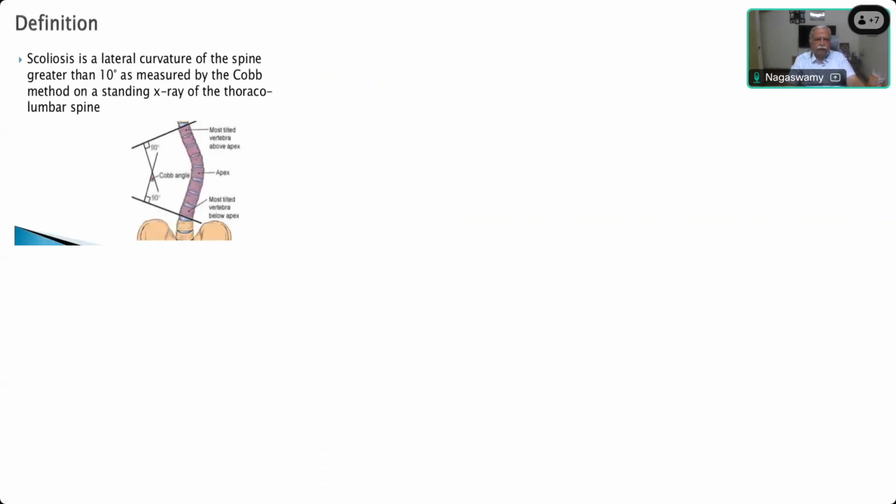And the definition is a lateral curvature of the spine greater than 10 degrees, as rightly said, which is measured by taking a standing X-ray of the thoracolumbar spine. So it should not be a supine X-ray, it should be a standing X-ray of the thoracolumbar spine. You will take a PA view or an AP view?